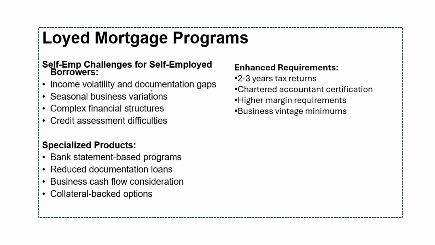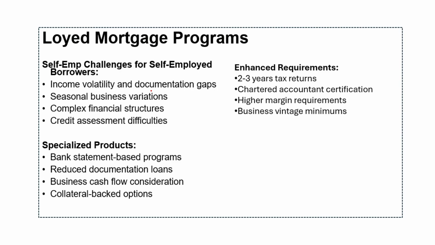Specialized products have evolved to address these challenges through alternative assessment methods. Bank statement based programs analyze cash flows over 12 to 24 months rather than relying solely on tax returns, providing more comprehensive income pictures. Business cash flow consideration evaluates working capital cycles, seasonal variation and growth trends. Then collateral backed options provide security for lenders while reducing documentation requirements for borrowers.